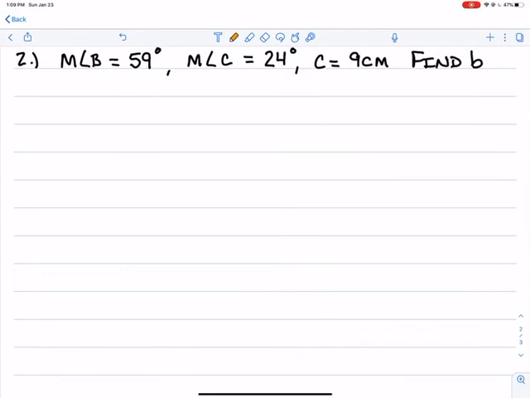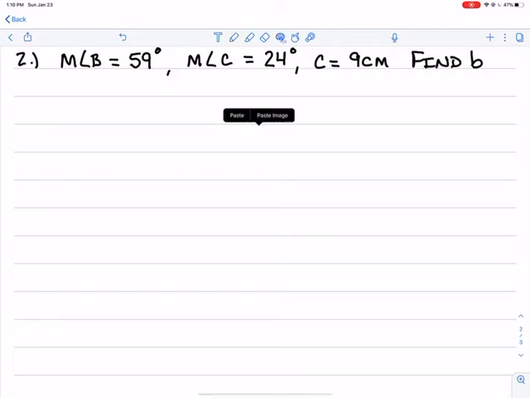In example 2, we're not given a picture, which is fine. All I need to do is worry about that formula. But I'm just going to read what I have first. I have the measure of angle B. That's what that means. M is measure, that weird sign is angle, and then obviously B. The measure of angle B is 59 degrees. The measure of angle C is 24 degrees. Side C is 9 centimeters. Find side B. Okay, perfect.